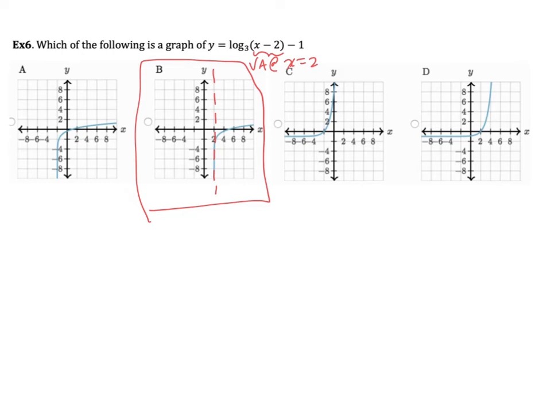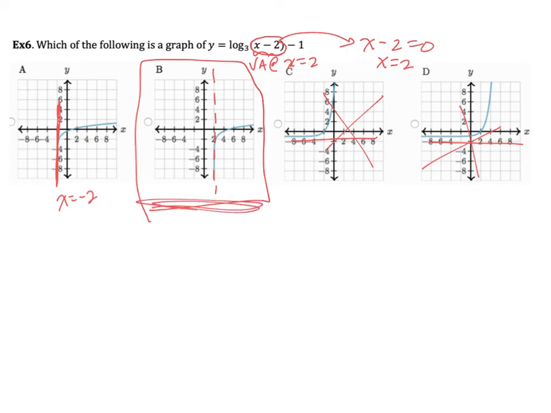So letter B, because it's a logarithm, and a logarithm means you're going to have a vertical asymptote. So we're immediately eliminating C and D because those have horizontal asymptotes. And then we're going to look at letter A, which has a vertical asymptote at -2. But if we were to take this and set it equal to 0, we would find our vertical asymptote. Our vertical asymptote is at +2. Therefore, it has to be letter B as the solution.